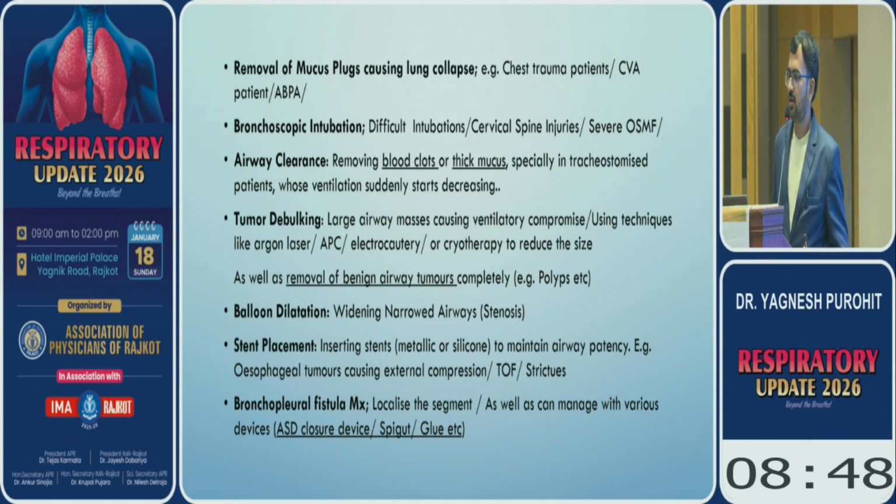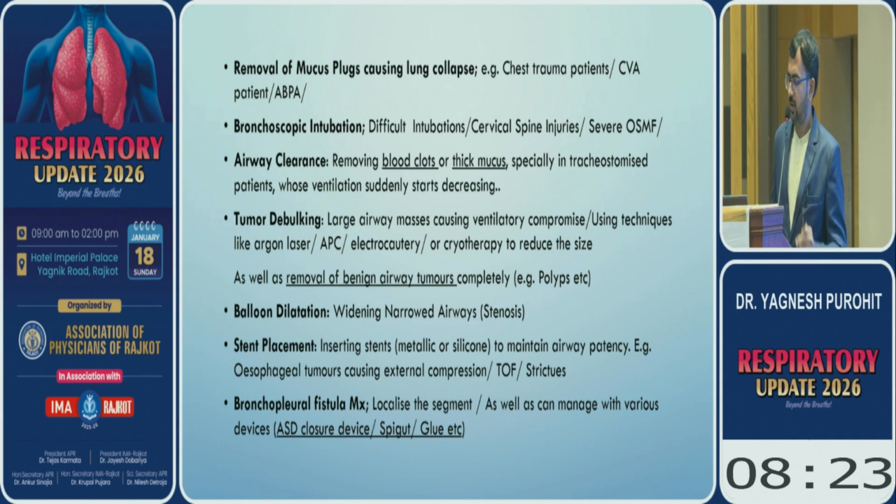Then airway clearance, removing blood clots or thick mucus, especially in tracheostomy patients when suddenly they start desaturating. Sometimes there may be a local aggregation of these clots or mucus, which we can remove easily. Then tumor debulking, large airway masses causing ventilatory compromise, we can debulk them using various lasers or cryotherapies. In cases of benign tumors, we can remove them totally using therapeutic bronchoscopy.